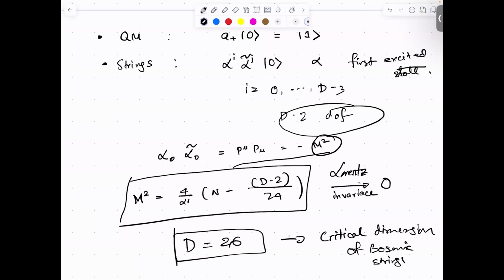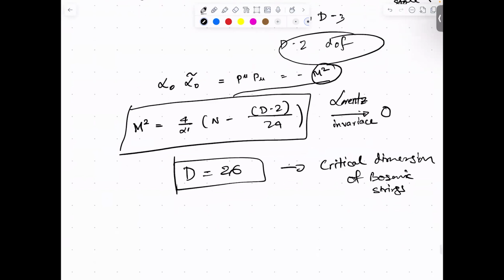Bosonic strings, what are these? Yeah, I'll say what bosonic strings are. So what has happened? This has never happened to us in QFT. I'll give analogies with QFT because these things never arise in QFT.